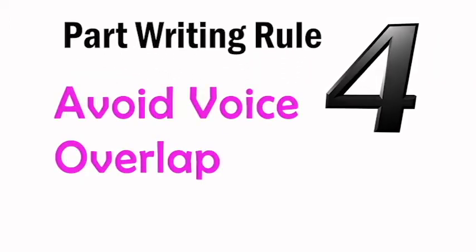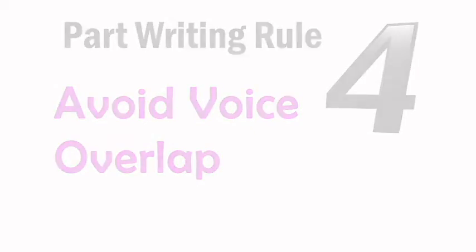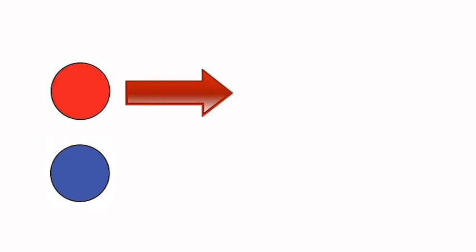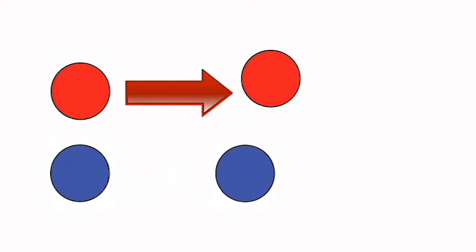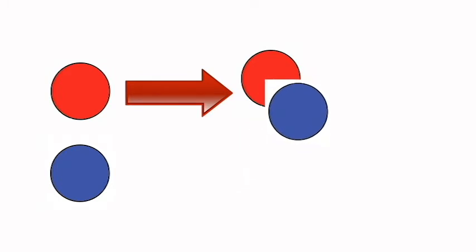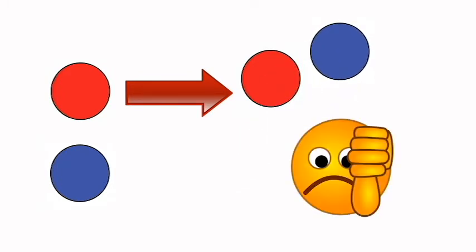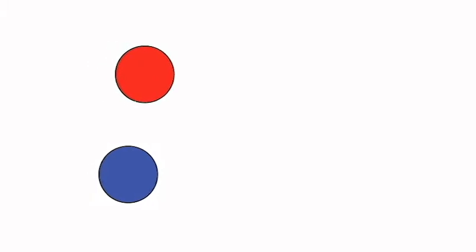Rule number 4. Avoid voice overlap. Voice overlap is different from voice crossing because it requires us to think about 2 chords next to each other. Here we have 2 voices, an upper voice and a lower voice. Voice overlap says that the lower voice cannot go beyond where the upper voice was in the previous chord. Likewise, the upper voice cannot extend lower than where the lower voice was in the previous chord.